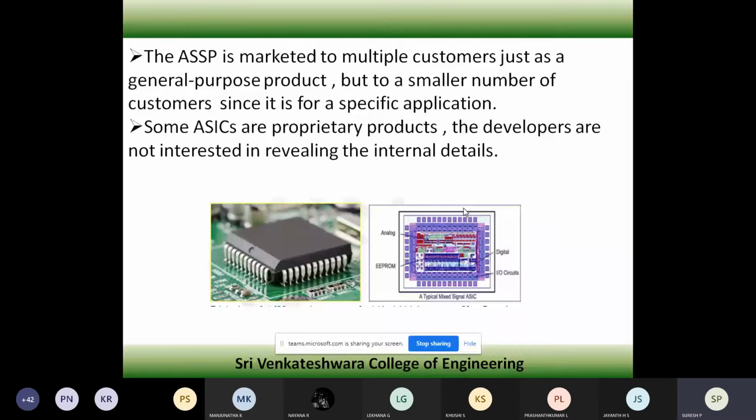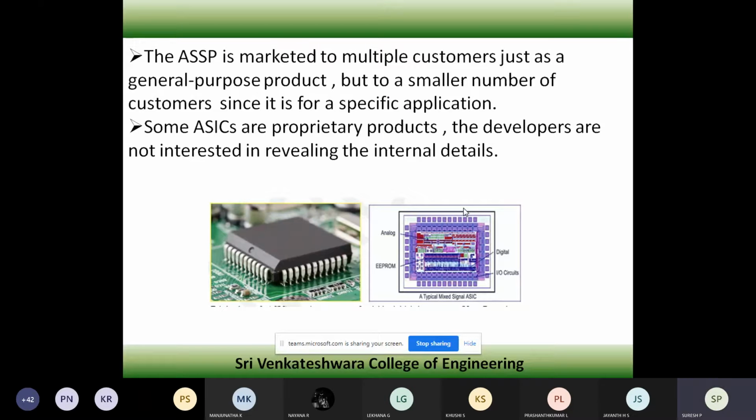So when it comes to the application specific integrated circuit, that particular integrated circuit will be designed and manufactured only for a specific purpose. Now, when you have that type of product, it is marketed to multiple customers, just like a normal general purpose microprocessor. So how many customers will there be? There will be only a small number of customers. Why do you have a small number of customers?